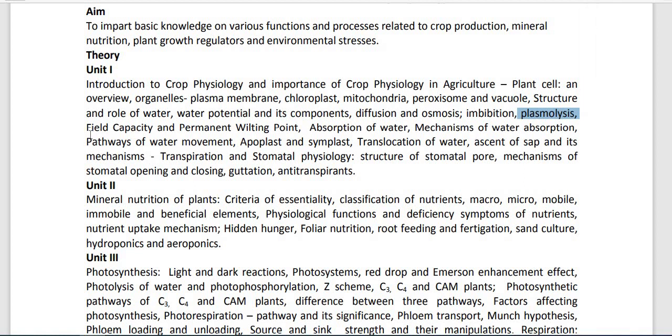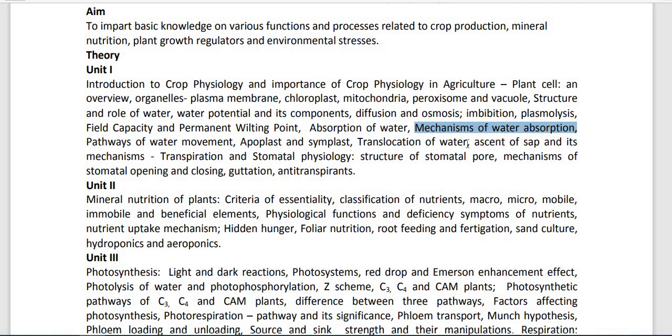Then coming to field capacity and permanent wilting point, you have to know the difference between field capacity and permanent wilting point, and also study the range of field capacity and permanent wilting point. Then absorption of water deals with water absorption by the roots from the soil, and some mechanisms are involved. One is active absorption and another is passive absorption. So you have to study both the active and passive mechanisms involved in water absorption.